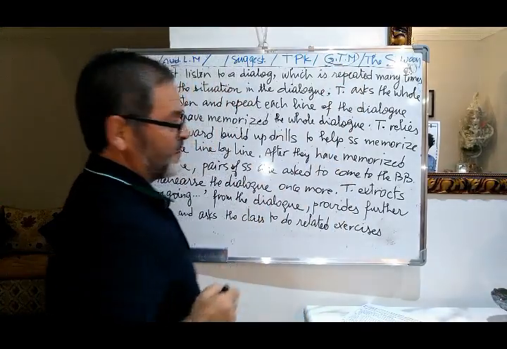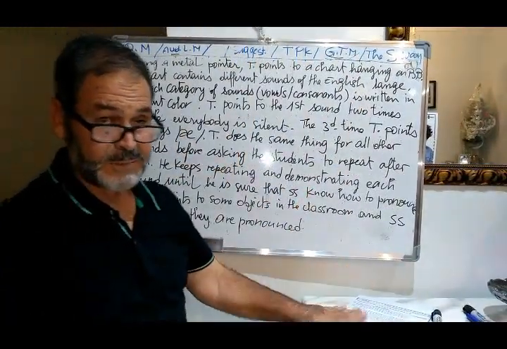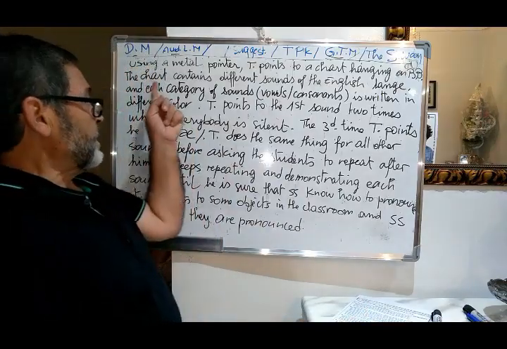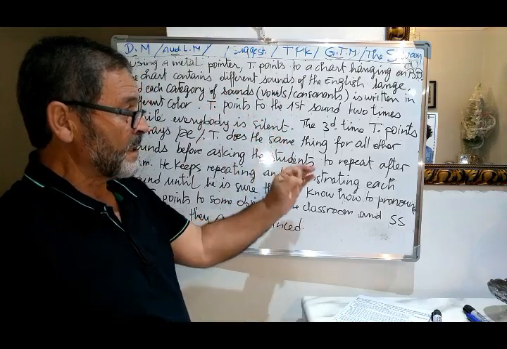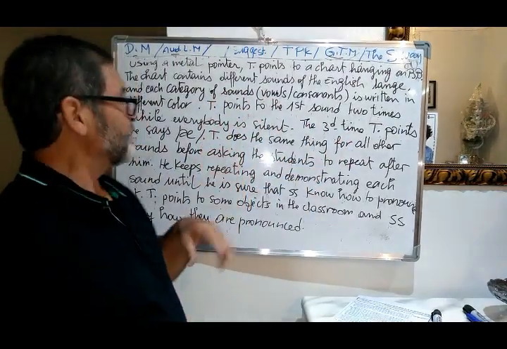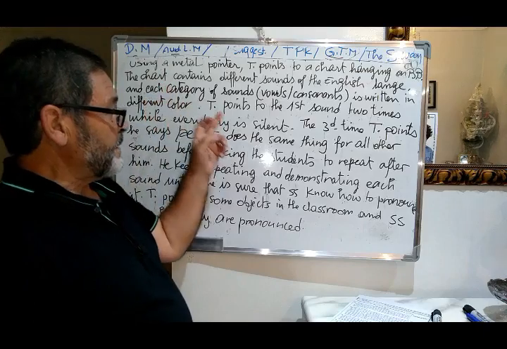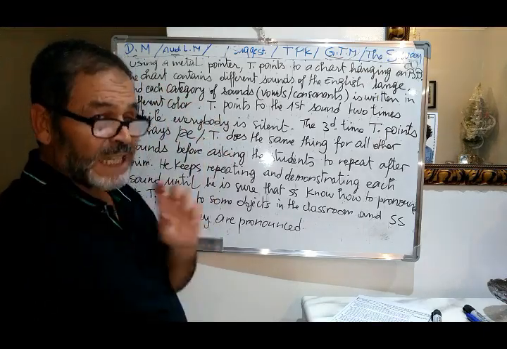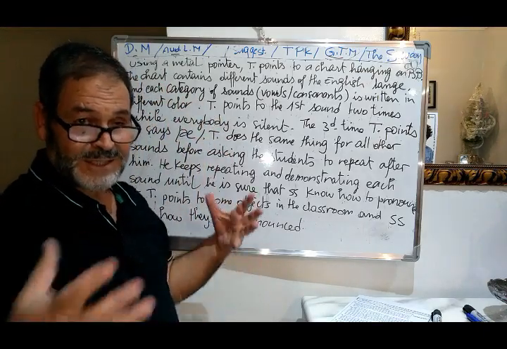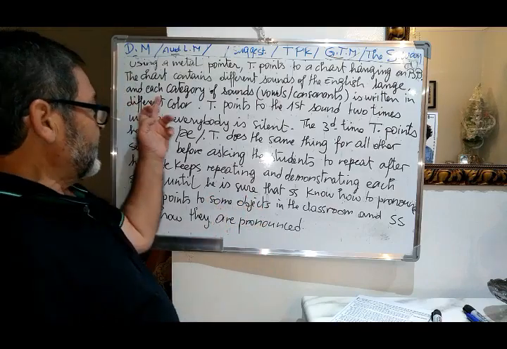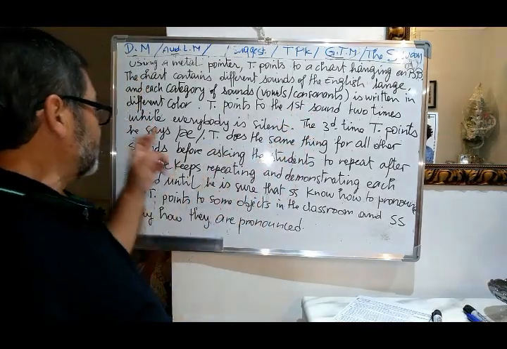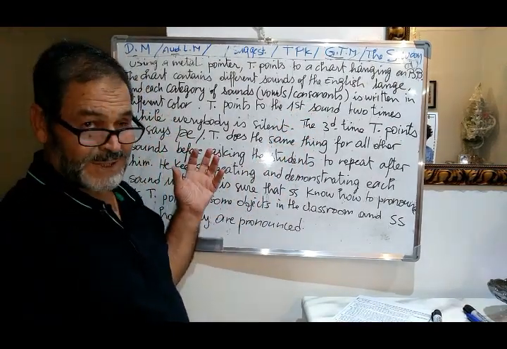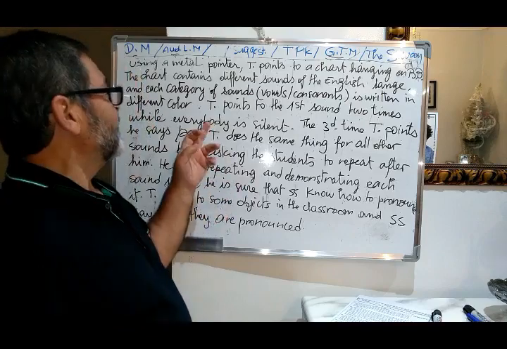So we have the direct method, the audiolingual method, the grammar translation method. We have one more. Here is the last passage concerning these methods. Using a middle pointer, the teacher points to a chart hanging on the blackboard. The chart contains different sounds of the English language. So here he is teaching sounds. And each category of sounds, vowels and consonants, is written in a different color. So color attracts the students.